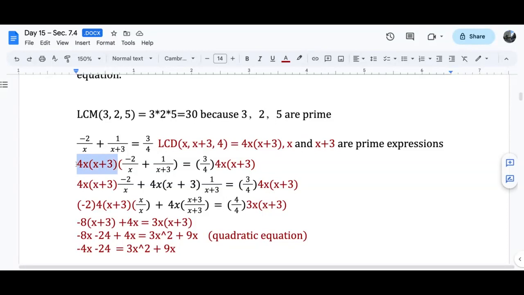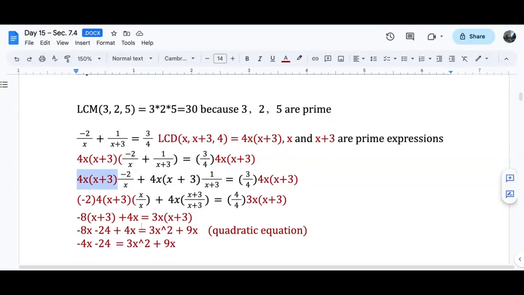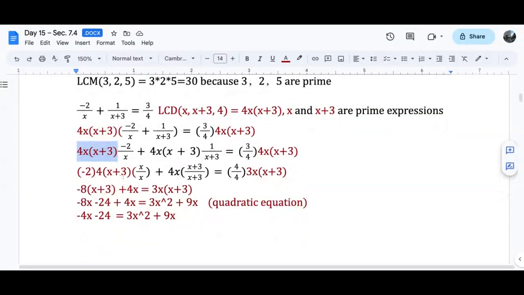So we multiply 4x times x plus 3 on both sides. When we do that, we multiply 4x times x plus 3 with every term. When we multiply the first term, we see x divided by x, and that will be 1. How do we get 1? Because something divided by itself is always 1. So this -2, because it's a numerator, we can put on the top or on the side.